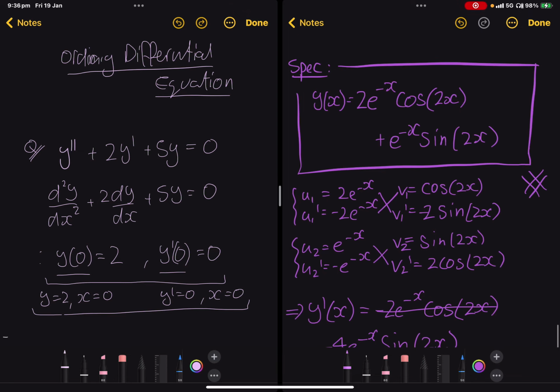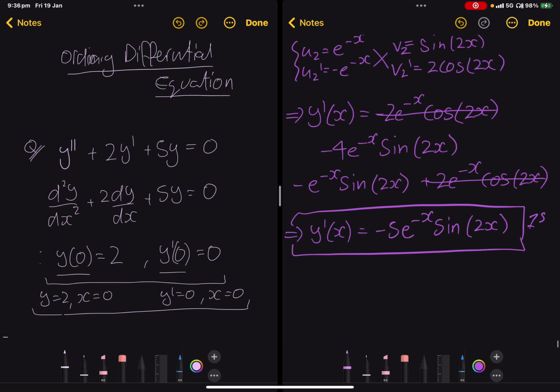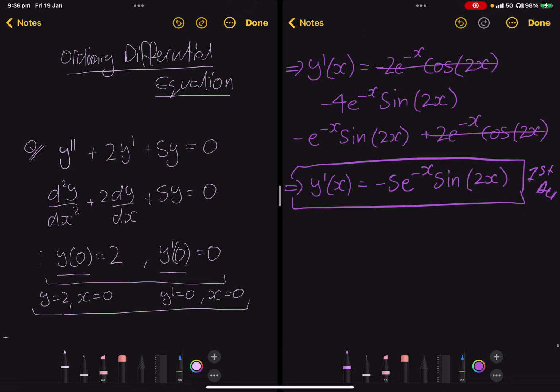So this is the function, and then this is the first derivative. But we need the second derivative to actually prove this. So now we're going to do, better believe it, more product rules. So u is minus 5e to the minus x. u prime is 5e to the minus x. v is sine of 2x. And v prime is 2 cosine of 2x.